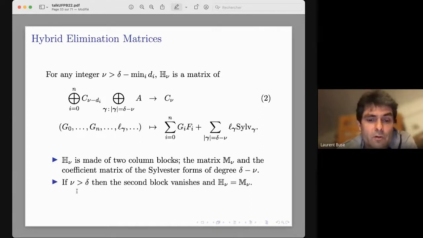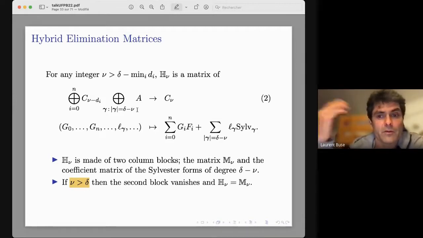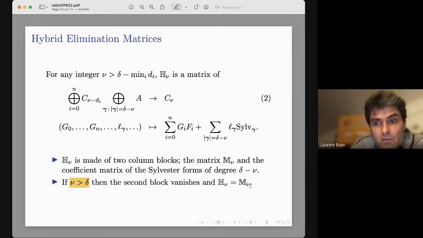And so when you take nu greater or equal to delta, so the previous assumption we had before, there are no Sylvester forms in this degree because delta minus nu becomes equal to 0. So there are none of them. So these constructions give you back M nu. But if you are in degree smaller than delta, but bigger than delta minus the minimum over i of the di, then you get new matrices that are smaller than the previous we considered.